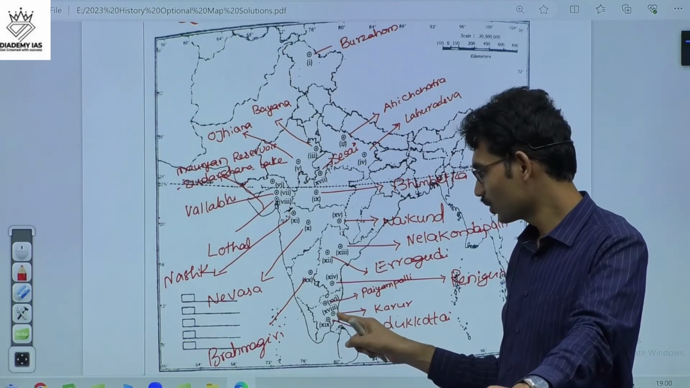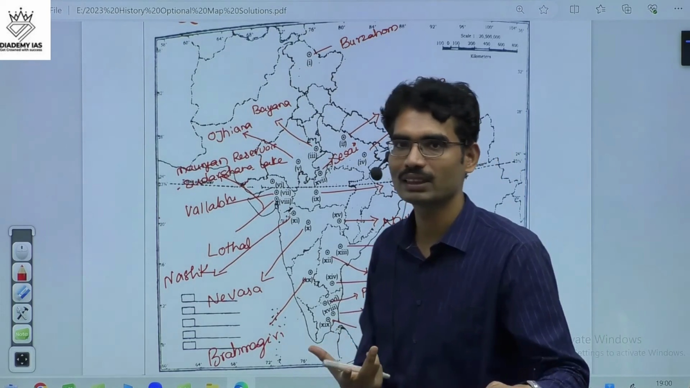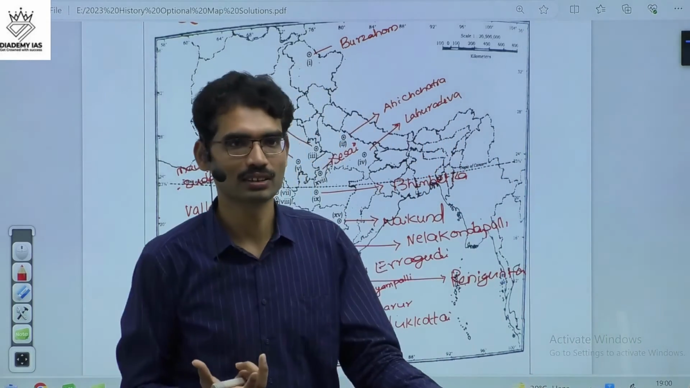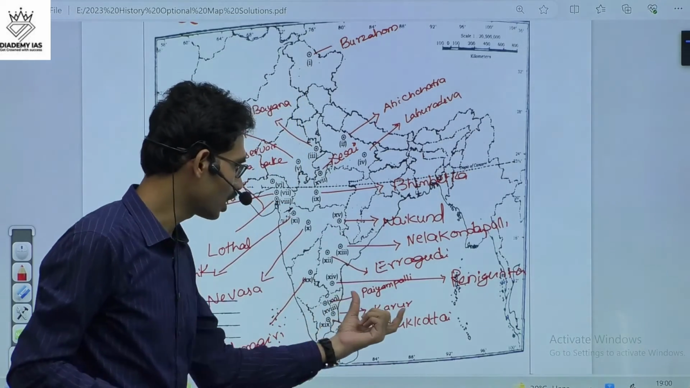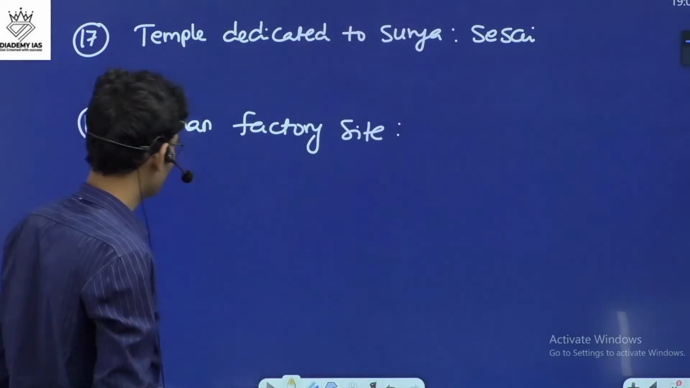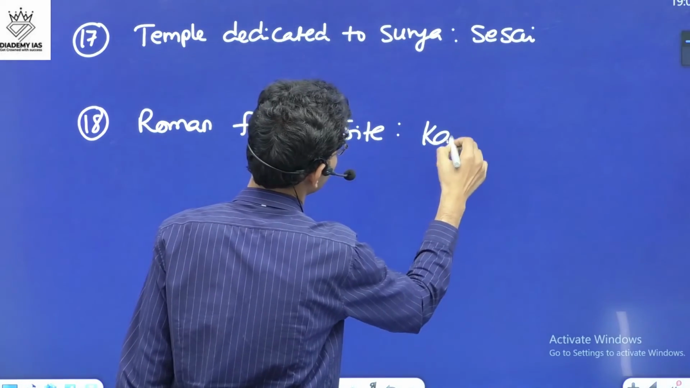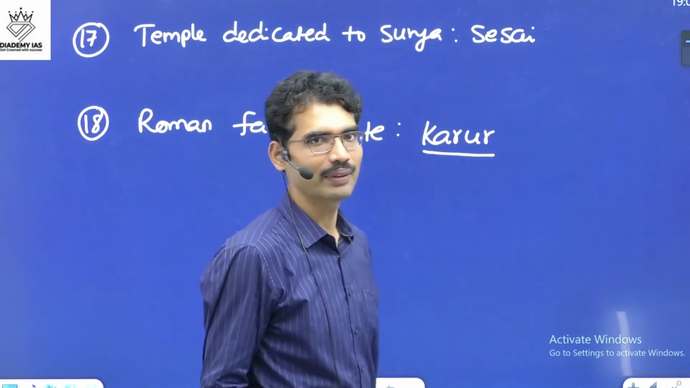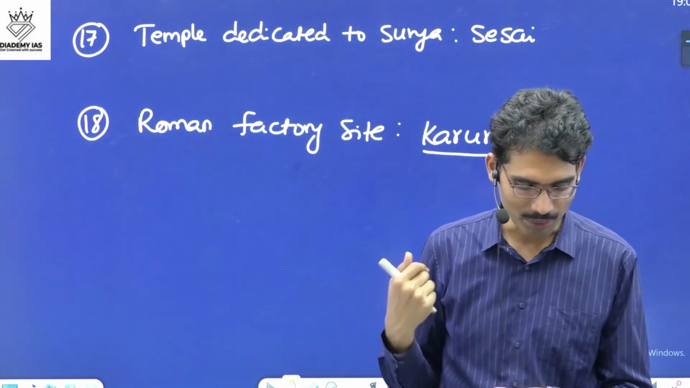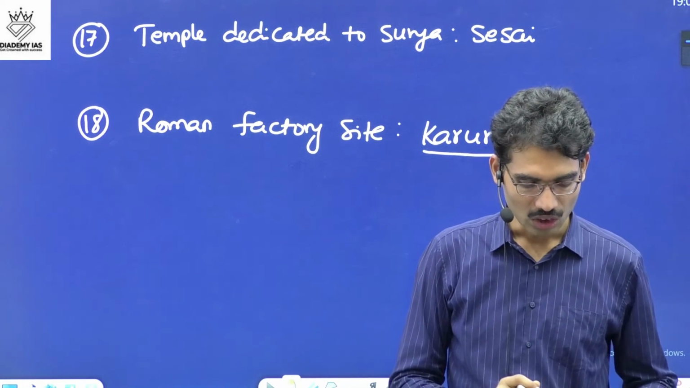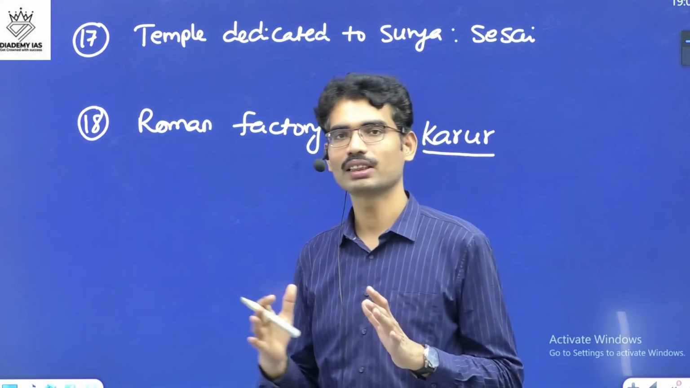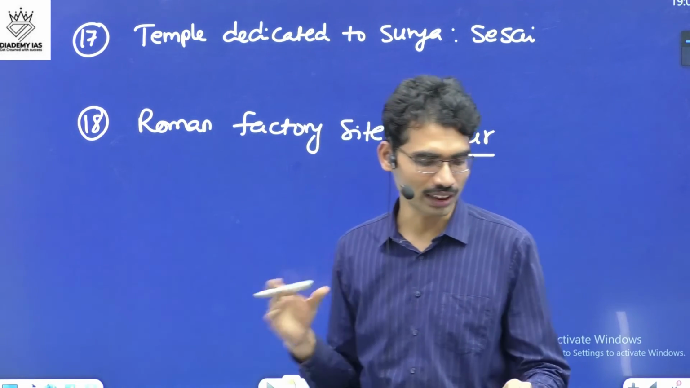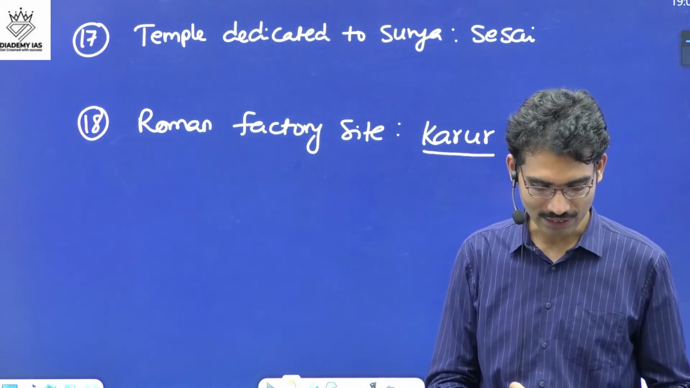And here we can say one of the capitals of the Cheras, Karur. In this location, it was a capital having trade relations with Roman people also. And Roman pottery is manufactured in this location, the Roman factory site.